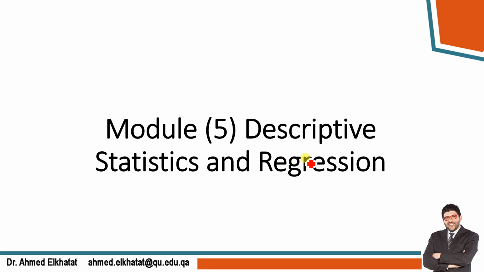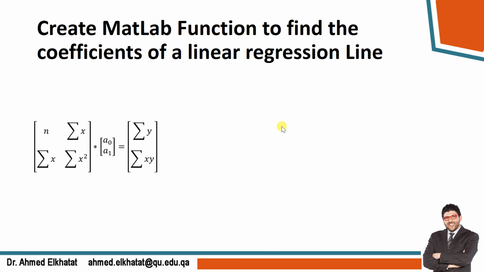Here we have our Module 5, Descriptive Statistics, second part. In the first part, we already know how to calculate the numerical regression for the linear polynomial first order, second order, and using Excel as well. So now we want to create a function to find the coefficient of linear regression using this matrix.